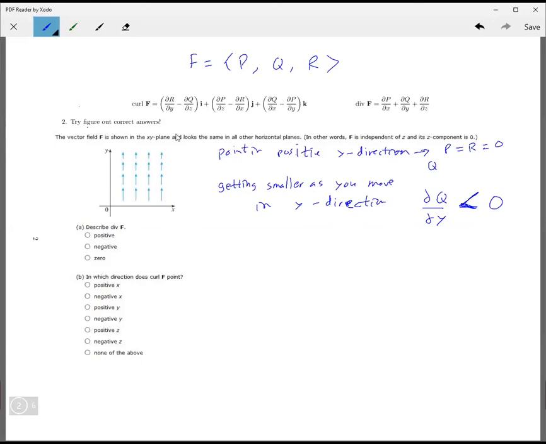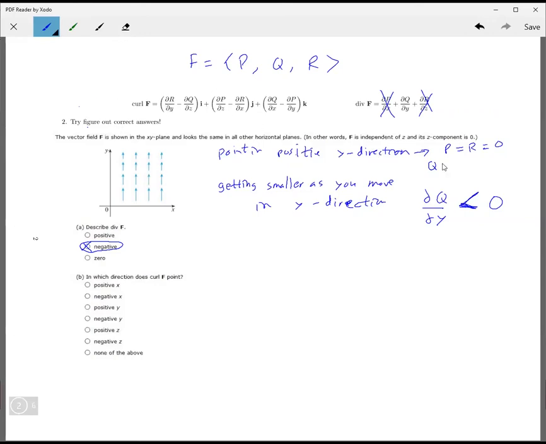They're gone. So first it's the divergence. This is gone and that's gone because p and r are both gone to begin with. And if dq/dy is negative, what is the divergence going to be? Negative. Yes, negative. Try that answer and see if WebAssign likes that. It worked.